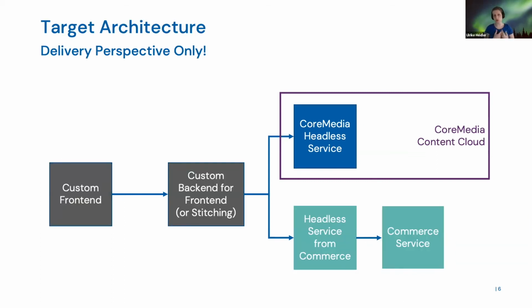And the target architecture that you want to go to, thinking here only, by the way, from a delivery perspective, right? The editorial piece is in the CoreMedia Content Cloud box on a different kind of node. So from a target architecture perspective, you have your custom frontend. That's Spark, maybe based on Spark, but it's not Spark as it is. And that one is talking to a backend for frontend. A backend for frontend typically does a lot more than just stitching GraphQL communications to multiple endpoints together.